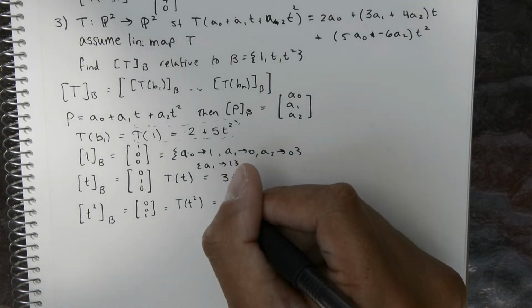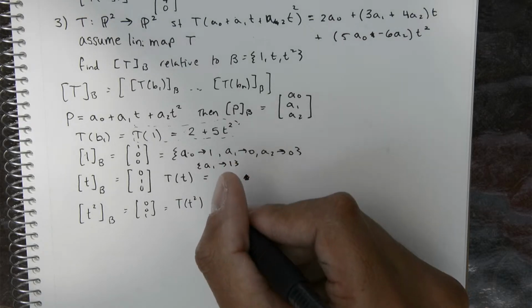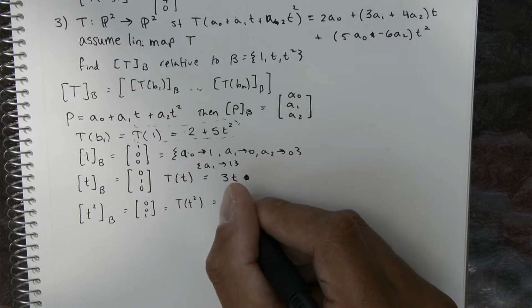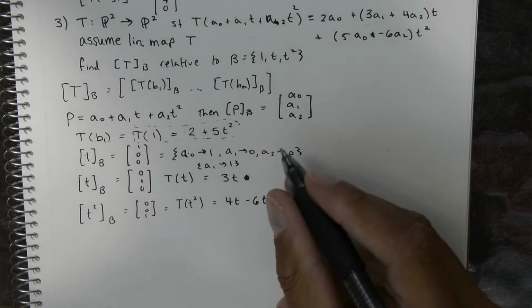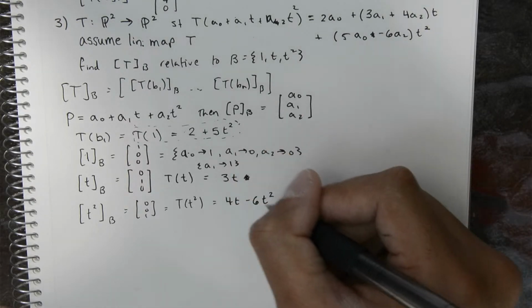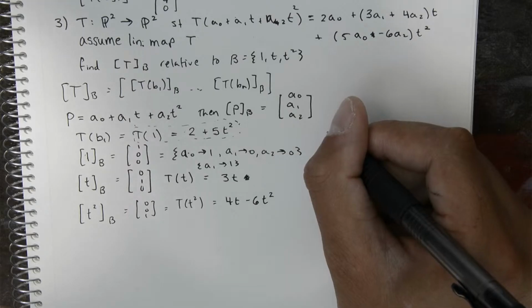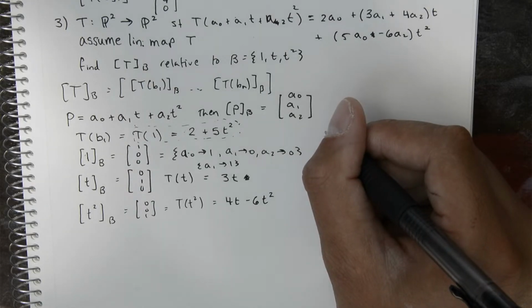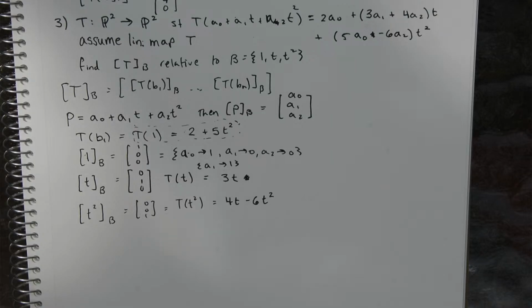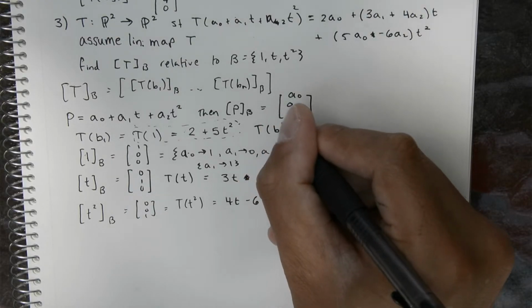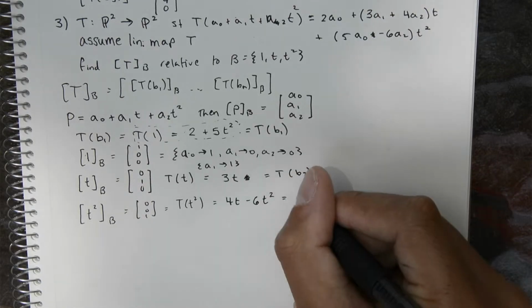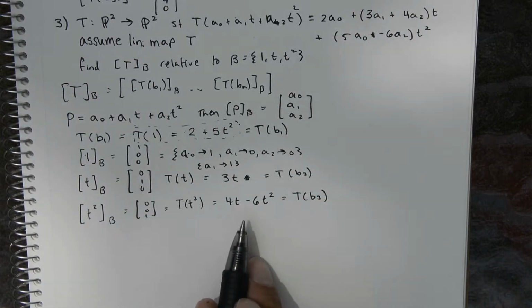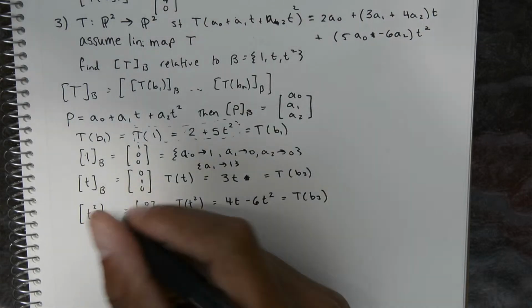this is going to be the rule where we get 4t minus 6t squared. Okay, so each of these is like T of B1, this is T of B2, this is T of B3. So now all we need to do is write these in their non-polynomial vector forms and then form the matrix.